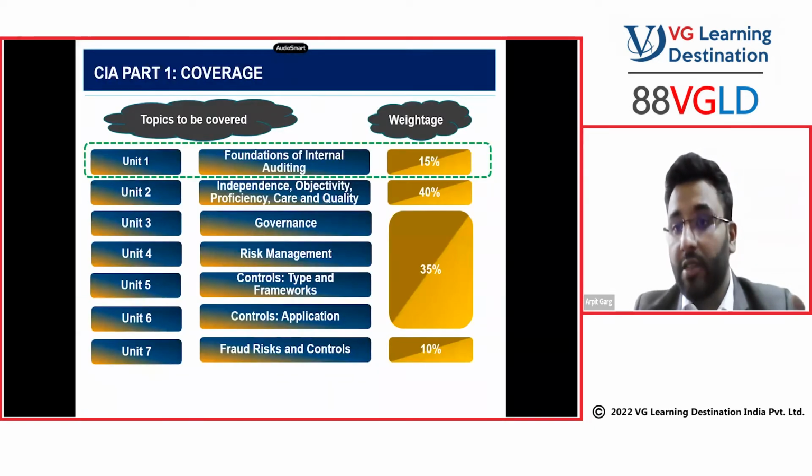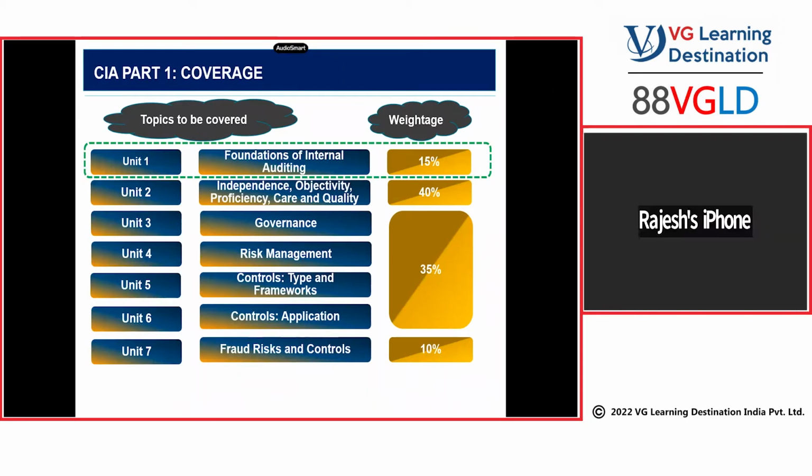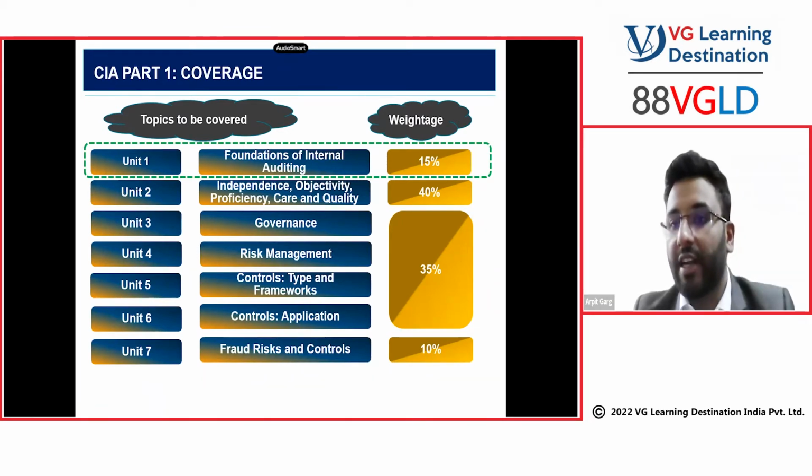Folks, as I said in the earlier orientation program, how many units are covered in Part 1? Can anyone who has attended the orientation program tell me? 7. Total 7 units, right? So total 7 units we have. We are starting with the first one, which is Foundations of Internal Auditing.